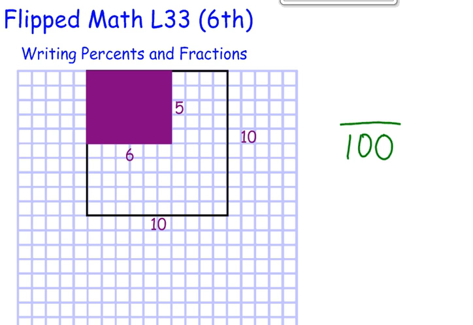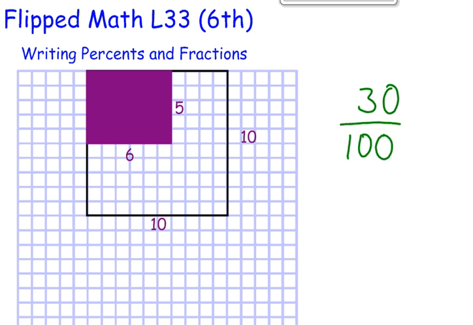Now the question is, what fraction of the area is purple? You can see I labeled it 6 times 5, so this purple area is 30 for an area. And so 30 out of the 100 squares are shaded. Now we have a fraction.